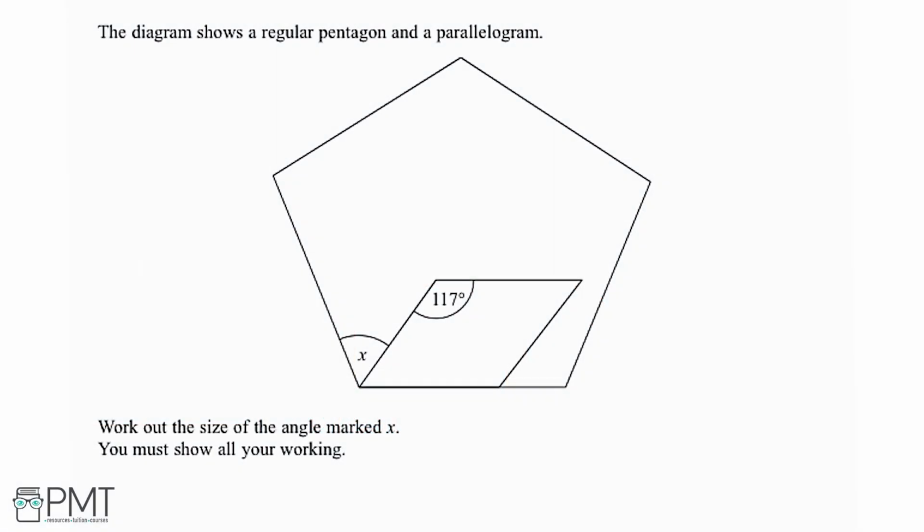The diagram shows a regular pentagon and a parallelogram. We need to work out the size of the angle marked x, showing all of our working. Now, a fact we know about parallelograms is that opposite corners have the same angle. So these two have the same angle and these two have the same angle. Therefore, we can say this angle here must also be 117 degrees.